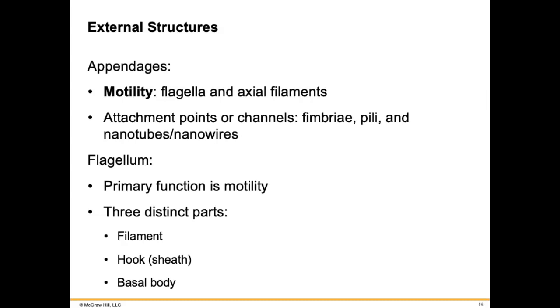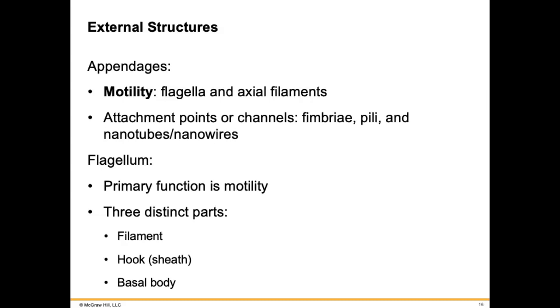So this is Chapter 3, Part 2. So we're moving on to external structures on the different types of bacteria. So we'll start with appendages, and we know our appendages are like our arms and legs. So the appendages on bacteria kind of stick off in the same way.